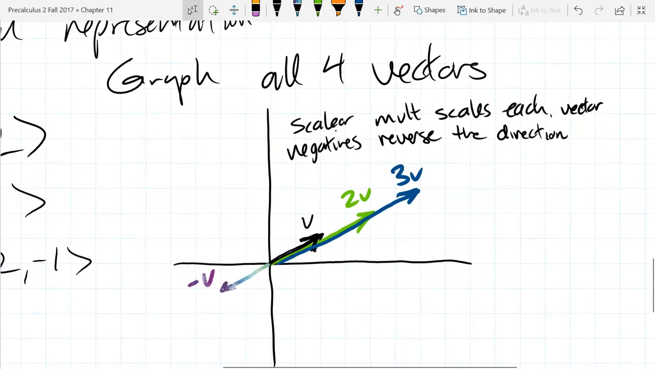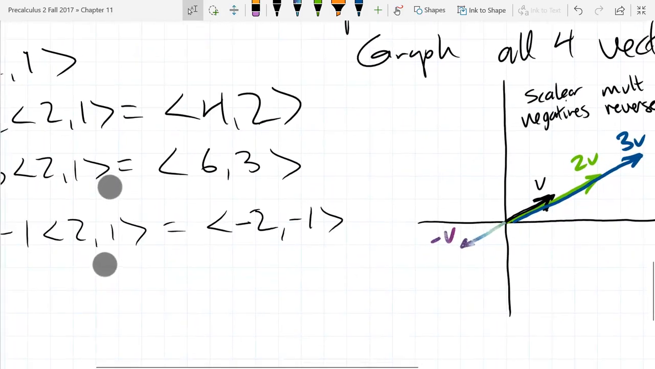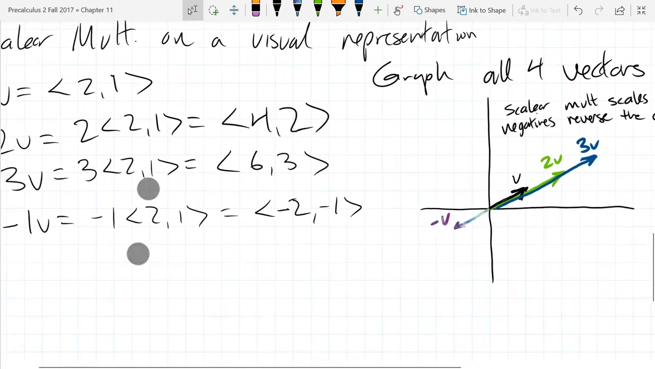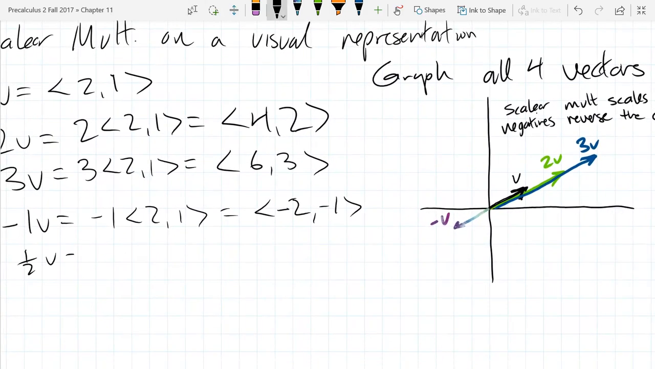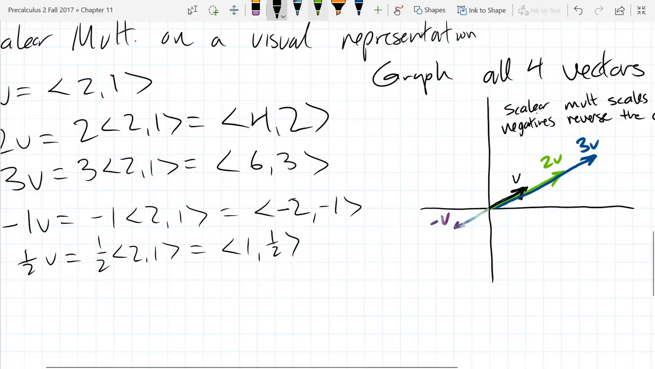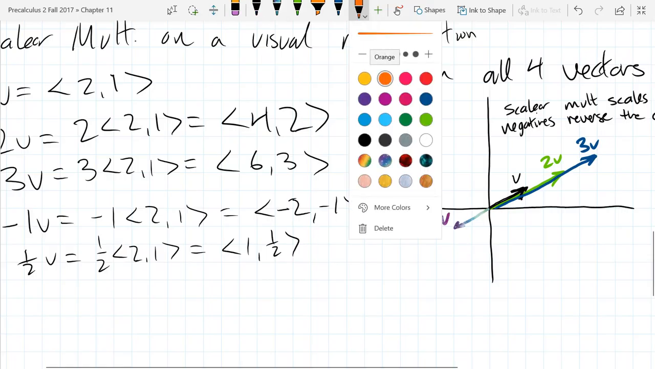Let's look at small values now. So we'll do 1/2 v. So 1/2 times 2, 1 is 1, 1/2. So we'll graph that out. Running out of colors. Go orange.